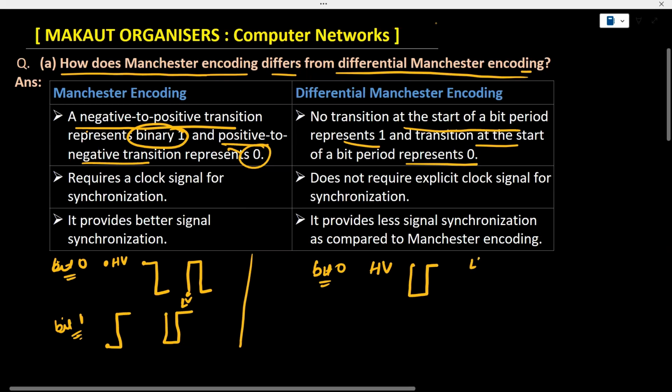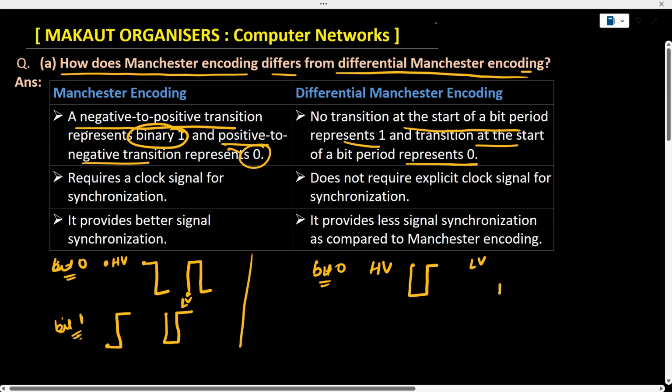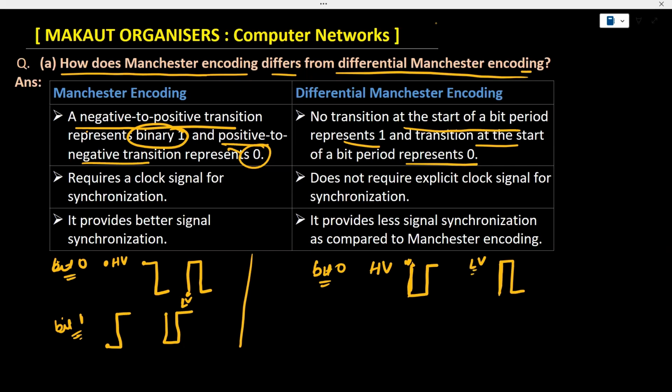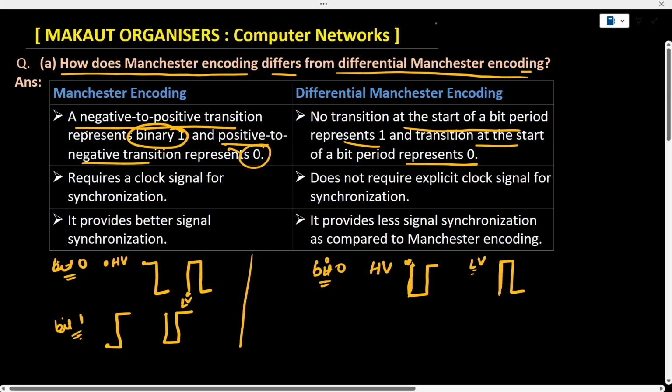And if we are at a low voltage, suppose we are here, we start from low voltage and come back to low voltage again. That means if this is the start point, we make one transition here at the start of a bit period. And in low voltage also, we make a transition at the start of a bit period. That is, when the bit is 0, we make a transition at the start of a bit period.